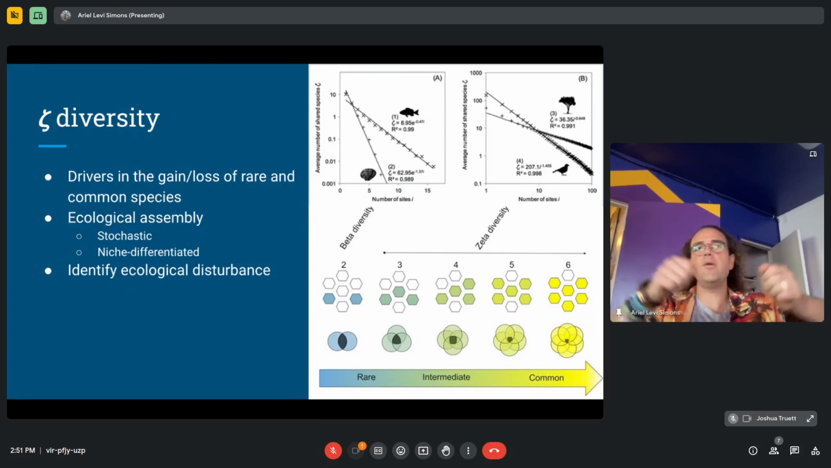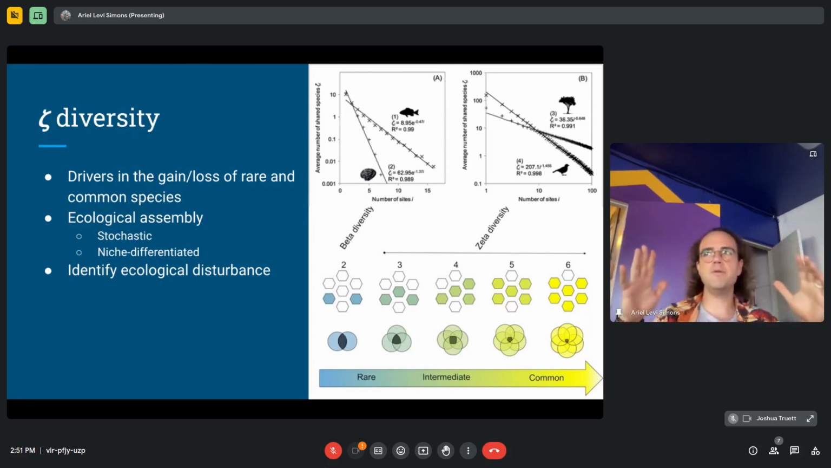But as you go up to higher orders of zeta, like zeta 10, zeta 20, you're looking at things that are held in common between 20 samples at a time. These are things that are really common. They're the Subway sandwiches of your ecosystem. And so things that drive changes in zeta 20 are probably things that are like your ecological baseload, things that are really common.